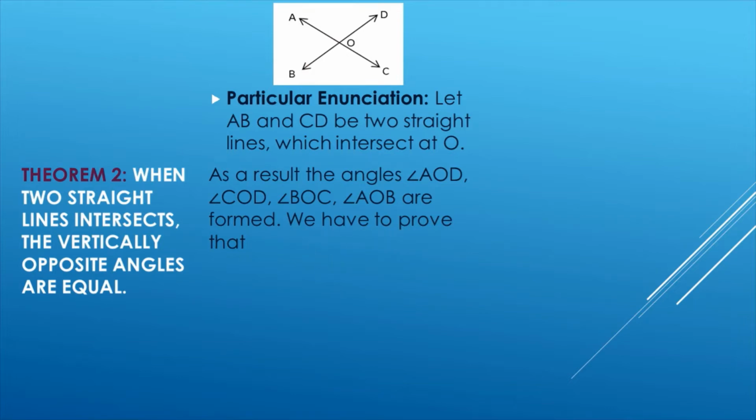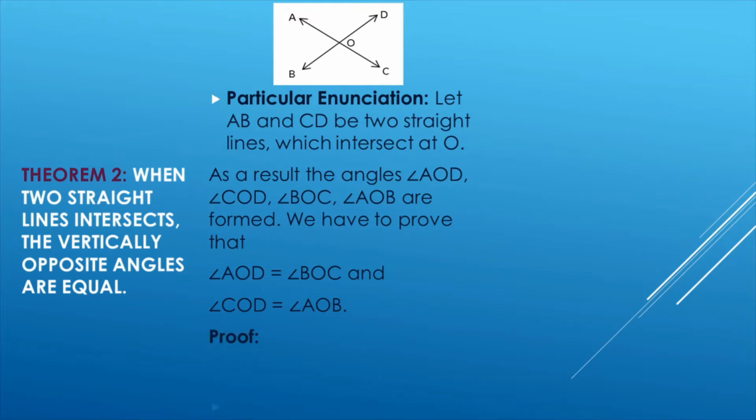We have to prove that angle AOD equals angle BOC, because these two angles are vertically opposite angles. And angle COD equals angle AOB, we have to prove that these two angles are vertically opposite angles. So let us start the proof, my dear students.